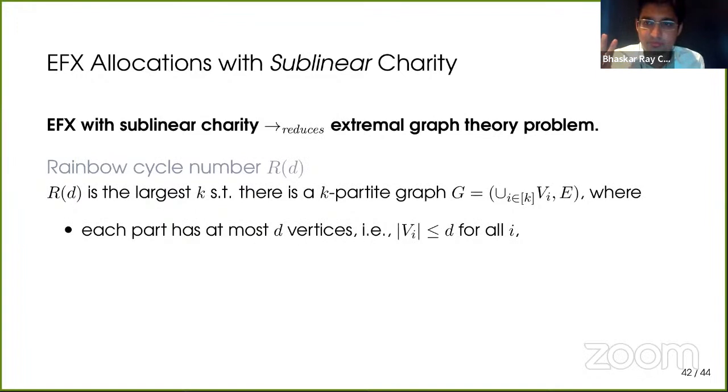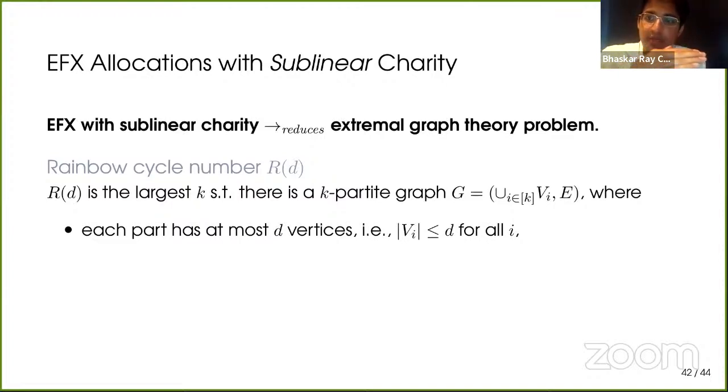So what is this connection? I'm going to define a number which might be a mouthful on this slide, but just bear with me because I'll explain it graphically in the upcoming slides. We define this number R of D, which we call the rainbow cycle number. Given any integer D, R of D is the largest K such that you have a K-partite graph G. V1, V2 up to Vk are the K independent parts, and each part has at most D vertices.